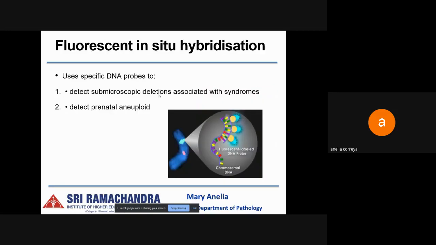So the next genetic test which is done is fluorescent in situ hybridization, which is a bridge between cytogenetics and molecular genetics. In this, we use specific fluorescent labeled DNA probes, which help to detect submicroscopic deletions associated with various syndromes, as well as help to detect prenatal aneuploidies.